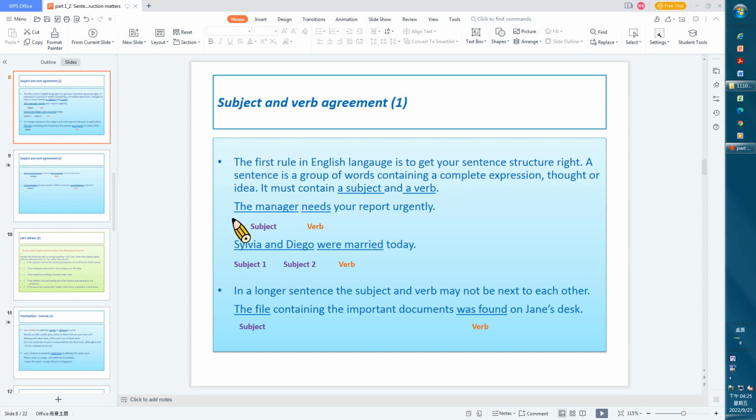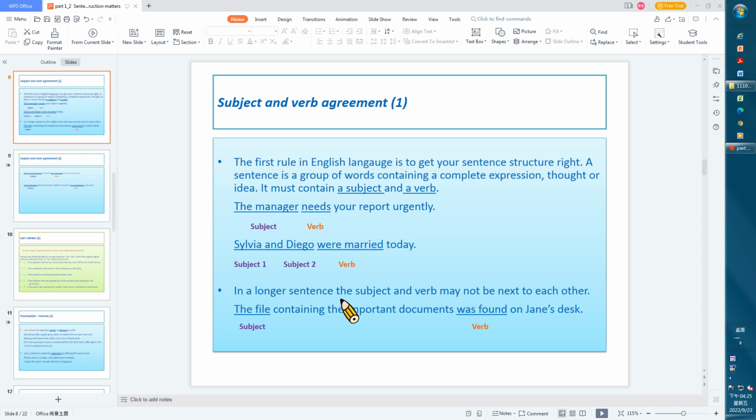Let's look at two sentences. The manager needs your report urgently. Here in the sentence, the manager is the subject, needs is the verb. Sylvia and Diego were married today. In this sentence, Sylvia and Diego are two subjects. Were married is a conditional verb.